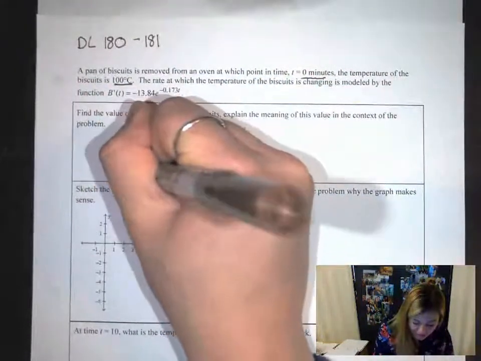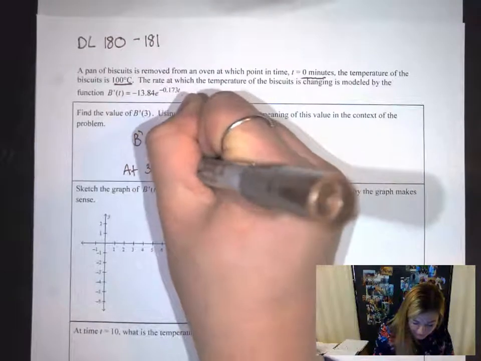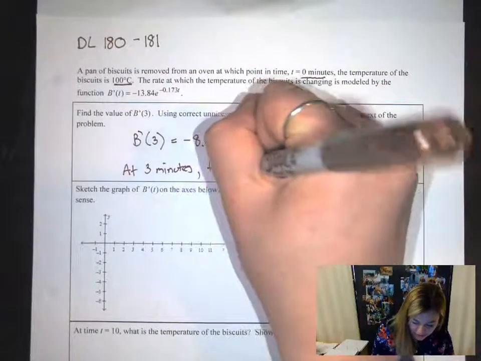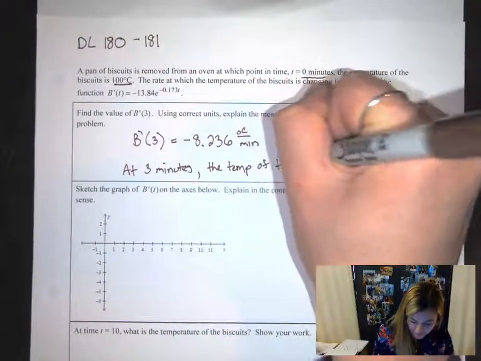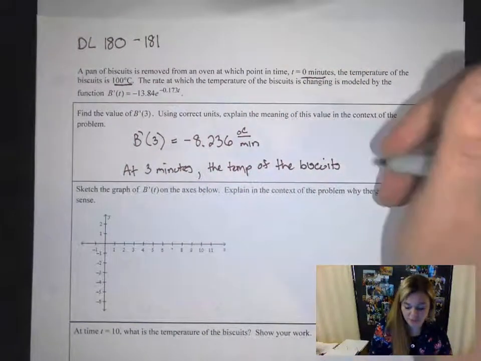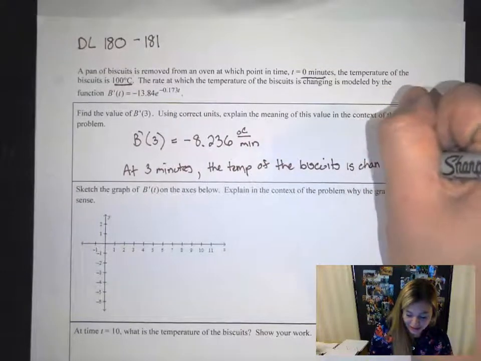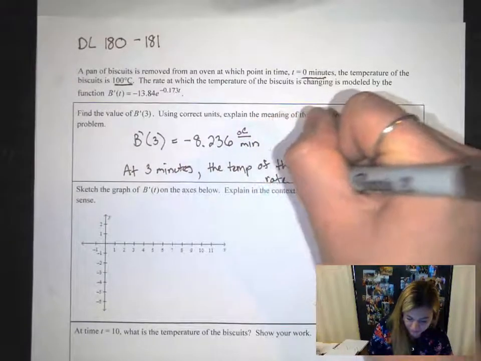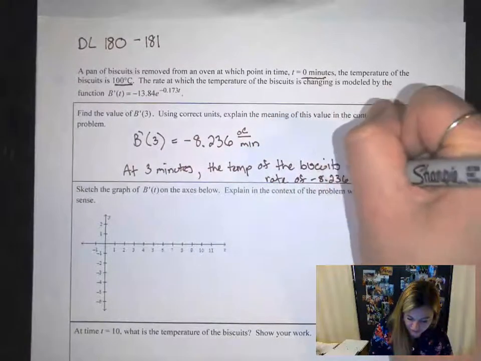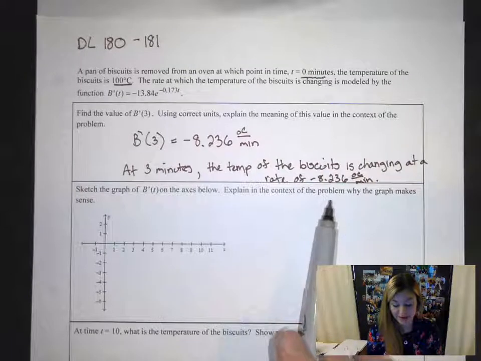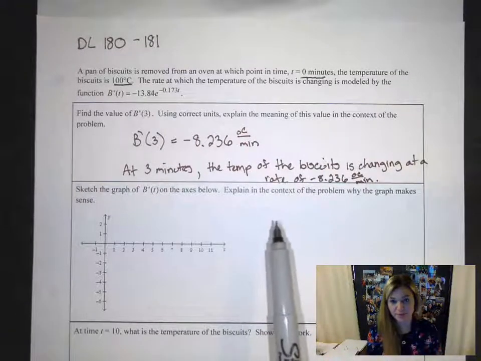So in here I'm going to say, if at 3 minutes, you always have to have a time, the temperature of the biscuits, and let's finish the statement, is changing at a rate of negative 8.236 degrees Celsius per minute. I'm including units, I'm including the rate. If you wanted to say the rate at which the temperature of the biscuits is changing, that's okay.